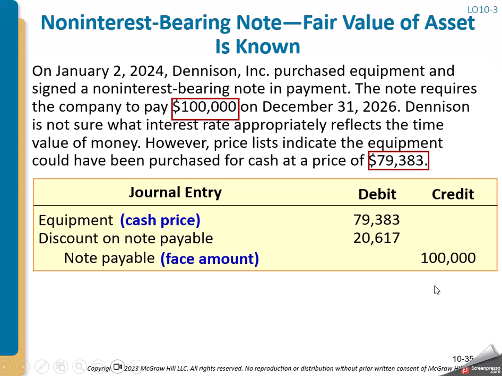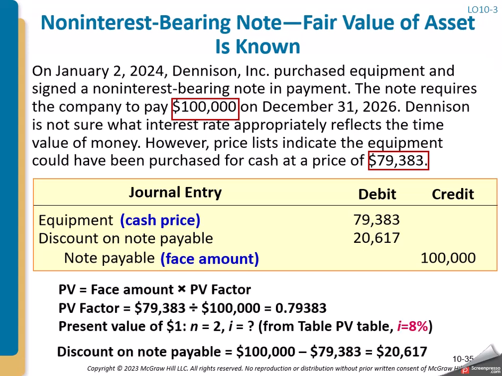Now, if we know the fair value of the equipment and we know the amount of the note, we can calculate what percentage of interest is actually being charged. Again, I would use my time value of money keys. This would be your present value. That would be your future value. You'd have 2 as your N, and you'd compute the I/Y.